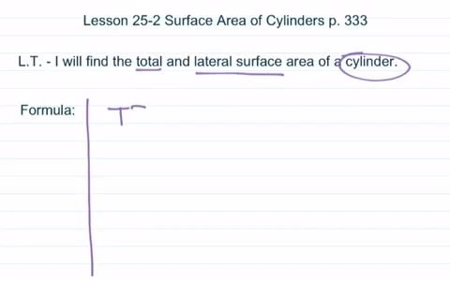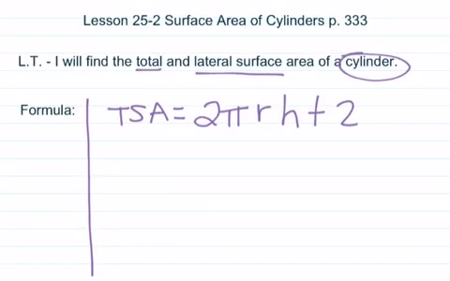The formula for total surface area of a cylinder is 2 pi RH plus 2 pi R squared. And again, we'll talk about the more conceptual meaning of this formula in class, but through the video we're just going to talk about how to substitute our numbers.